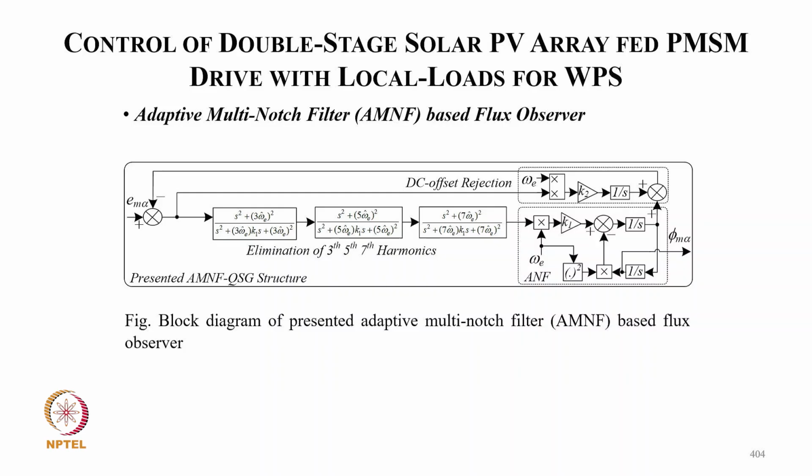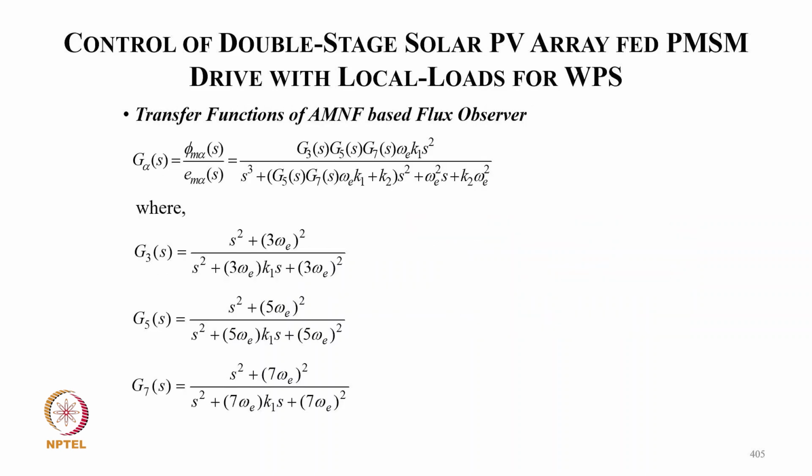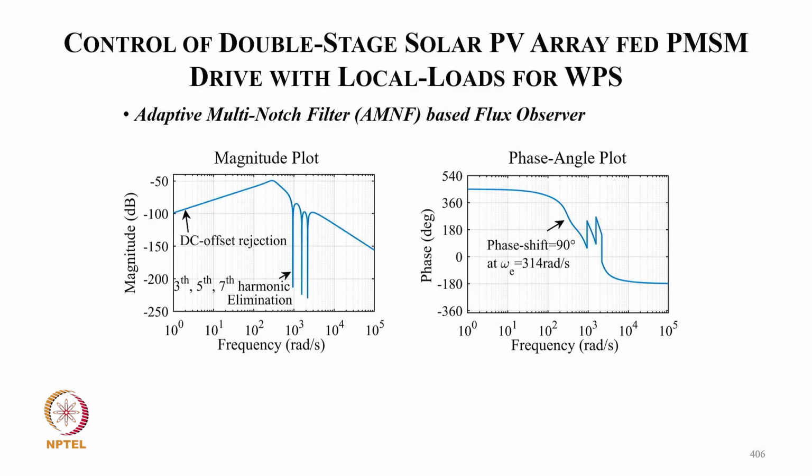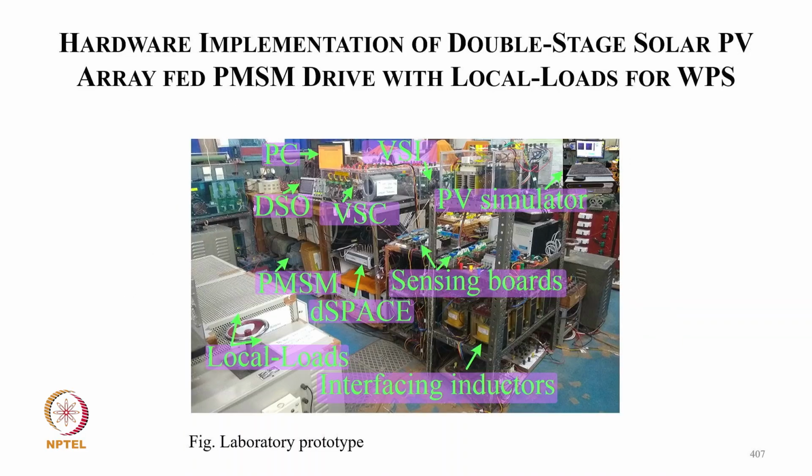And this is a typical implementation block diagram of the presented adaptive multi-notch filter for the flux observer. We have elimination of the third and seventh harmonics and then get the speed and position corresponding to that flux. These are the equations and transfer function of this filter for getting the flux from the flux observer. These are, of course, the Bode plots for the implementation of the adaptive notch filter.